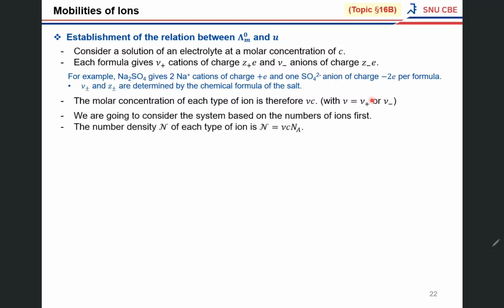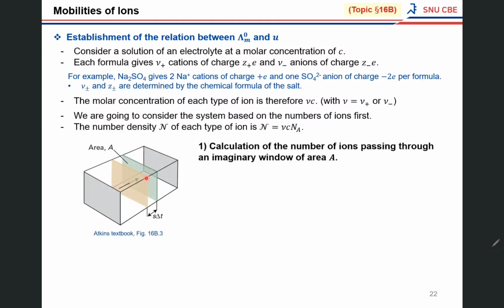So we are going to consider the system based on the number of ions. If we have the size of the system and the volume, then we may be able to count the number of ions just by multiplying the molar concentration of each type of ion by the Avogadro number. Then we can convert the mole number into the sheer number. So now we have the number density, and we're going to consider this system.